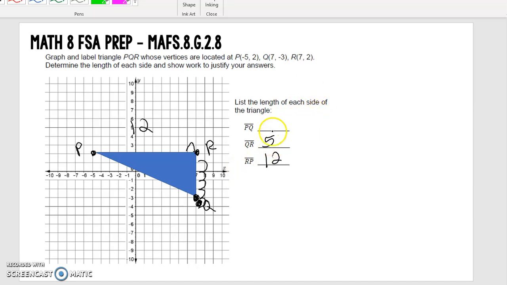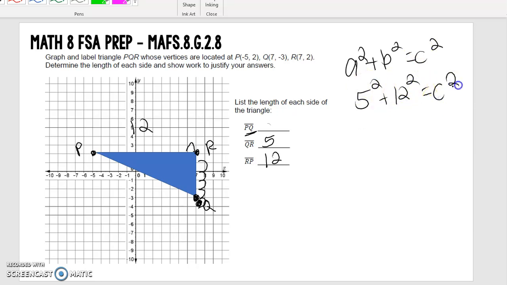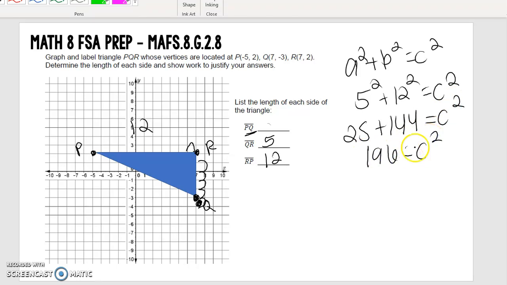What I want you to do is take a moment and solve for PQ. So to solve for PQ, we're going to use a squared plus b squared equals c squared. So 5 squared plus 12 squared equals c squared. So 25 plus 144 is 169. If we take the square root of both of those sides, this value over here is 13.